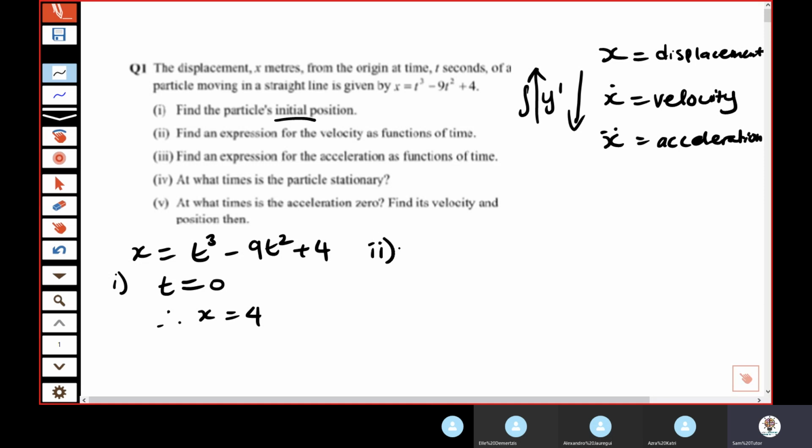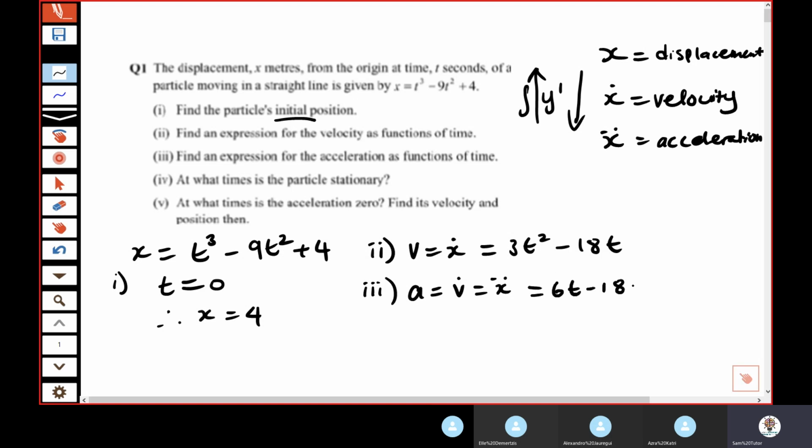Part ii. Find an expression for the velocity. Well, we know velocity is just x dot, which is just the first derivative. So 3t squared minus 18t. Easy. Part iii. Find an expression for the acceleration. We know that acceleration is technically the first derivative of v. It's important that you understand that. But it's also the second derivative of x. In other words, differentiate this guy and voila.